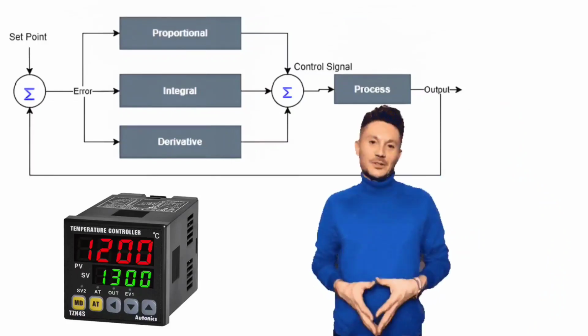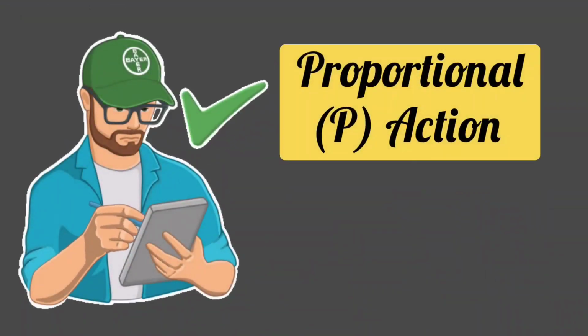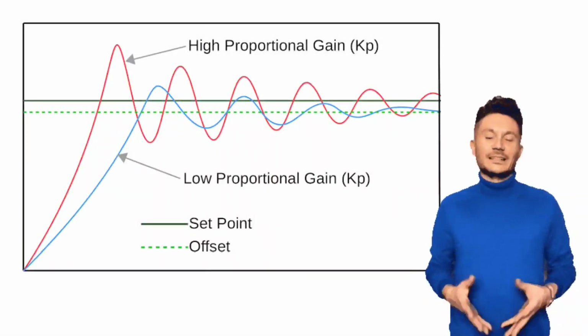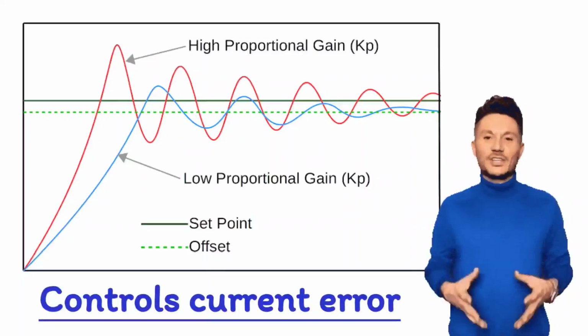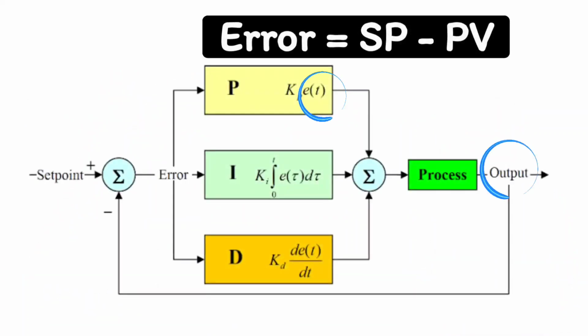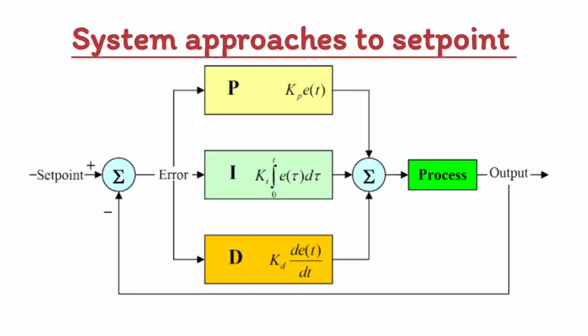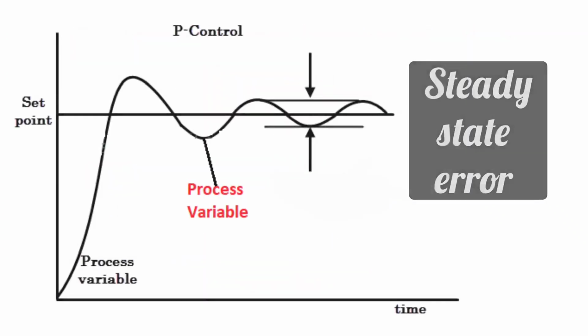Now, let's look at proportional, integral, and derivative functions, one by one. First, let's look at the proportional, meaning P action. For P action, we use a proportional gain that controls the current or present error. As the error increases, the output also increases. By doing so, it moves the system closer to the set point. A steady state error remains in the P action.